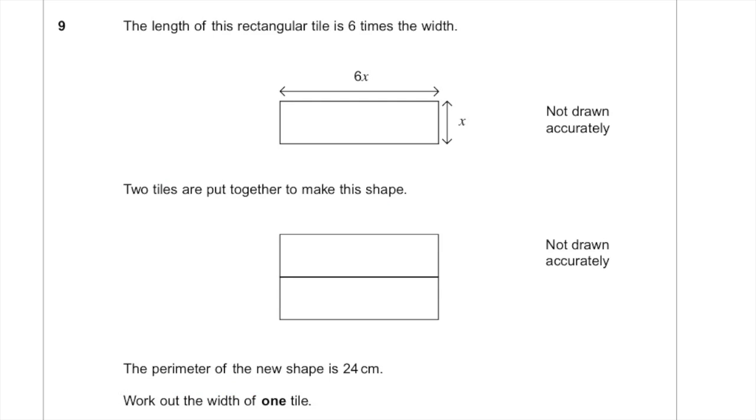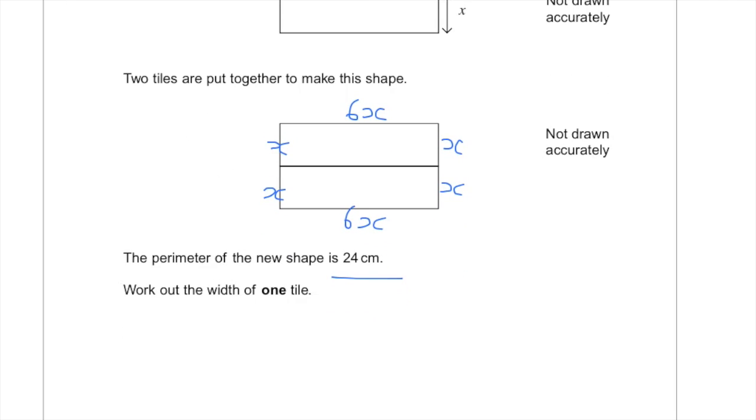Question 9. The length of this rectangular tile is 6 times the width. 2 tiles are put together to make this shape. So we can annotate the diagram with some information. This is 6x, this is 6x, x, x, x, and x. The perimeter of the new shape is 24 centimetres. Work out the width of one tile, i.e. find the value of x.